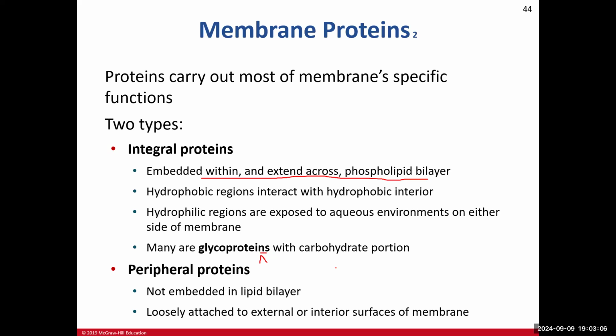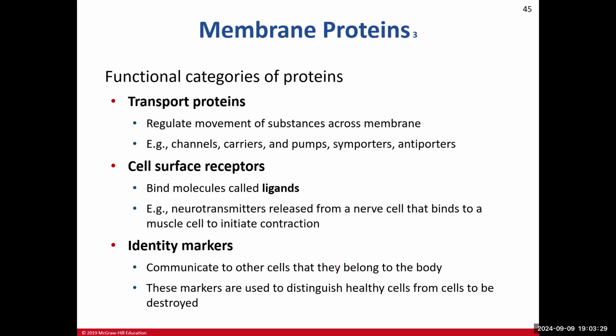We'll see them when we're talking about secondary messenger systems, and we'll get into that a little bit more throughout the course. But just keep in mind for right now, integral proteins and peripheral proteins are the two types of proteins that you're going to see in the plasma membrane. We'll spend a fair amount of time talking about the integral proteins this semester.